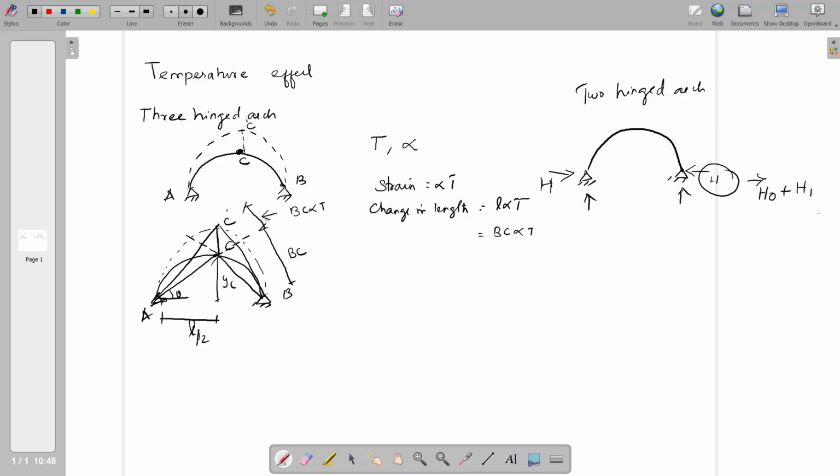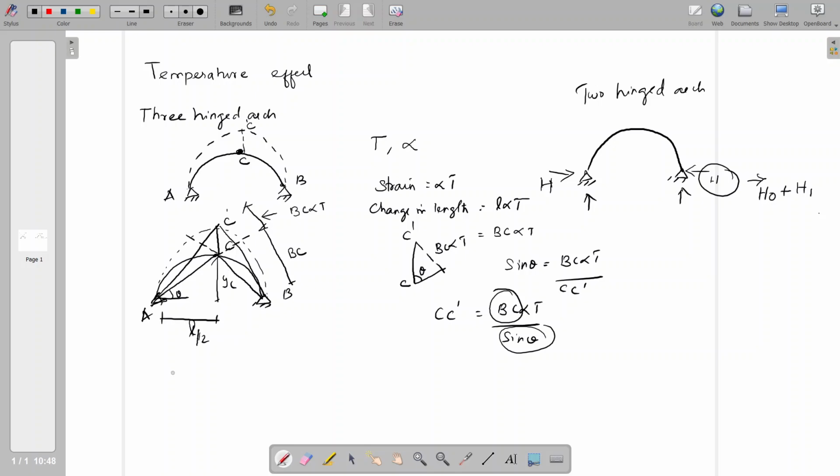Now we have to find C to C dash, the right angle triangle. Here it is BC alpha T and theta. So what is sine theta? Sine theta equal to opposite, BC alpha T, by hypotenuse, C C dash. We require C C dash equal to BC alpha T by sine theta. In this formula, we are going to replace BC and sine theta with only one parameter.